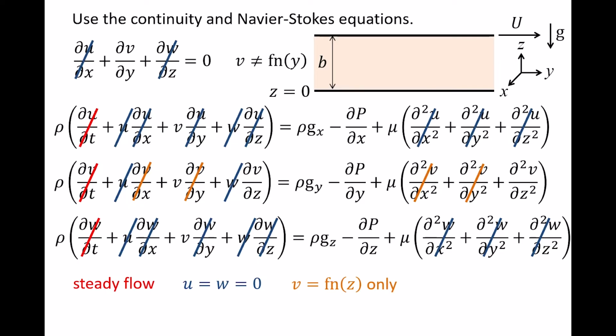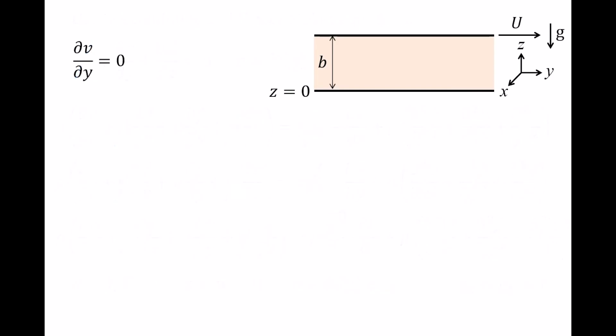Finally, we note that the gravitational acceleration acts only in the negative z direction. So gx and gy are 0, and gz is negative g. Let's clean up these equations. We've already discussed how the continuity equation informed us that v is not a function of y. The Navier-Stokes equation in the x direction simplifies to partial pressure partial x is equal to 0, which simply means that pressure is not a function of x. So pressure does not vary as we move into or out of the screen.